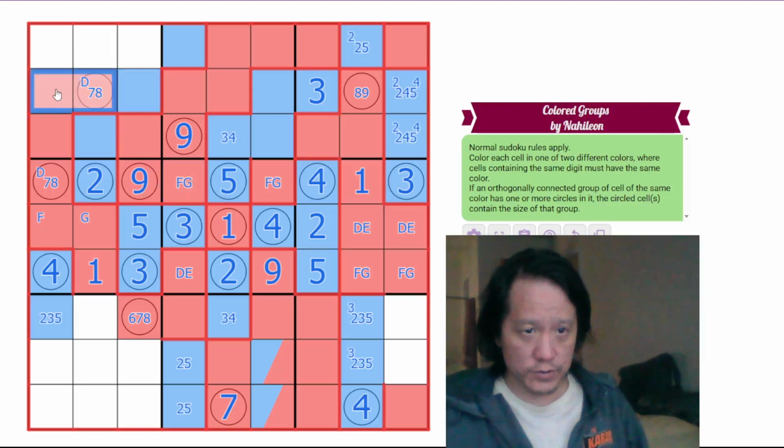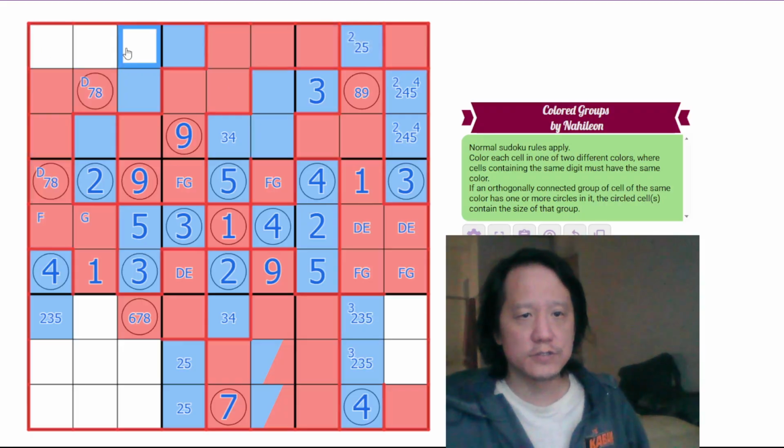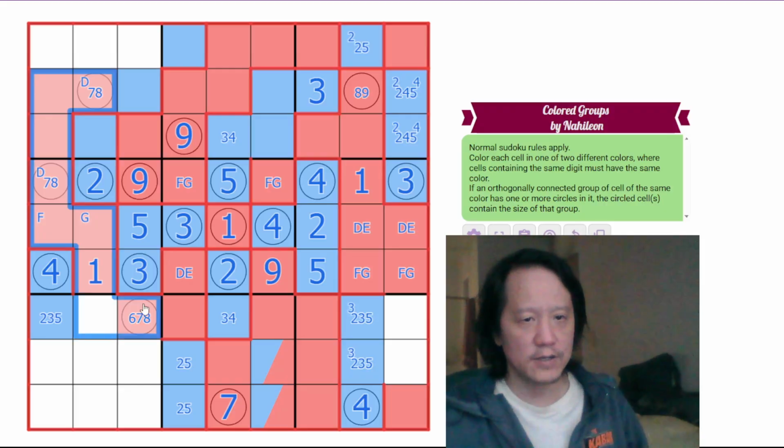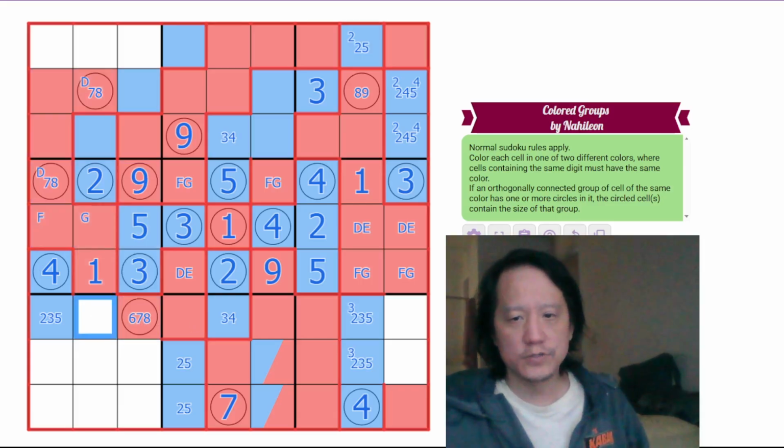We have 1, 2, 3, 4, 5. Okay. Remaining digits. So 1, 2, 3, 4, 5, 6, 7. It cannot connect to here. 8 and 9. Because it's this, we already have a 9 in the column. So this must be blue, which means we have 4 blues in row 7. So this must be red, which makes this blue. So then this is a region.